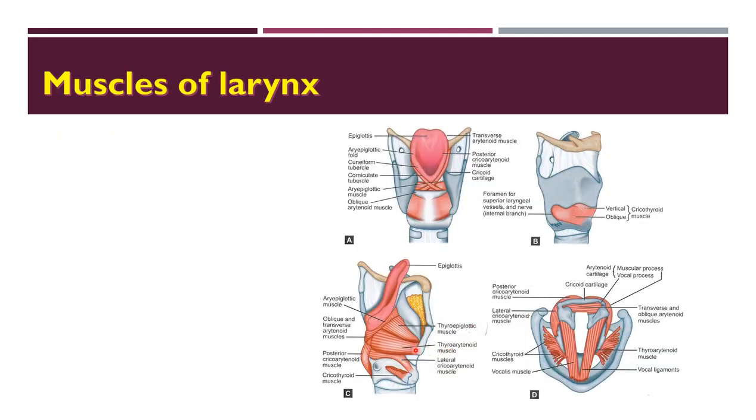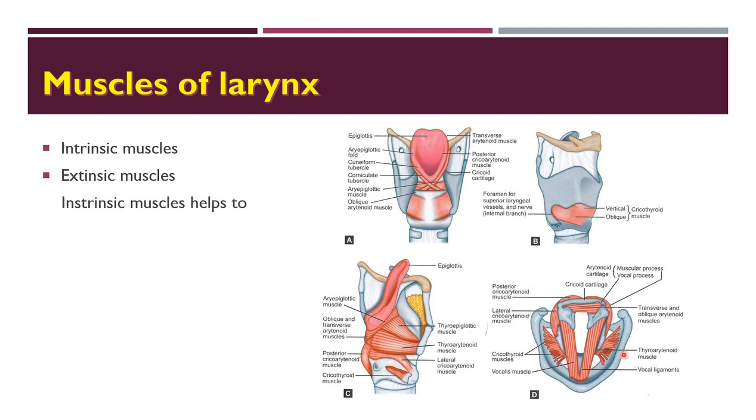So with the cavity of this larynx done, we will move on to the muscles of the larynx. Mainly there are two sets of muscles. One is the extrinsic muscles and the other one is the intrinsic muscles. So first, we will discuss the intrinsic muscles of the larynx.